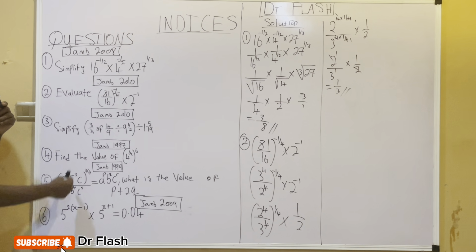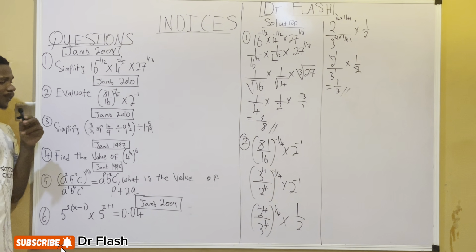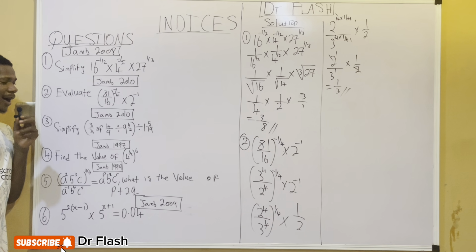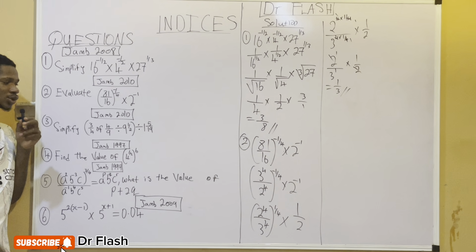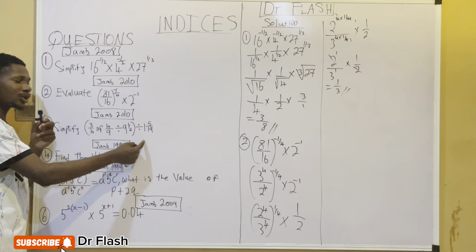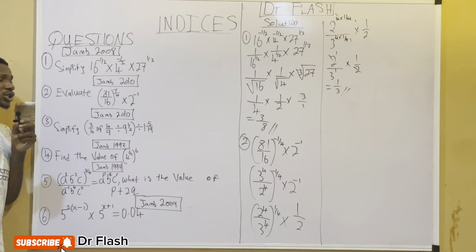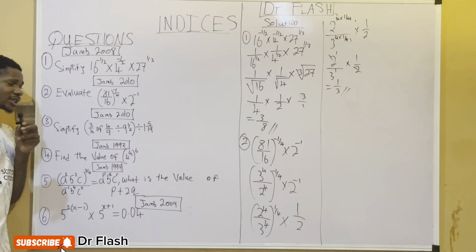It says simplify 3 over 4 of 4 over 9 divided by 9 whole number 1 over 2 in brackets divided by 1 whole number 5 over 19. Now it is important that you know the rule of BODMAS in this case first before solving. What is the rule of BODMAS?